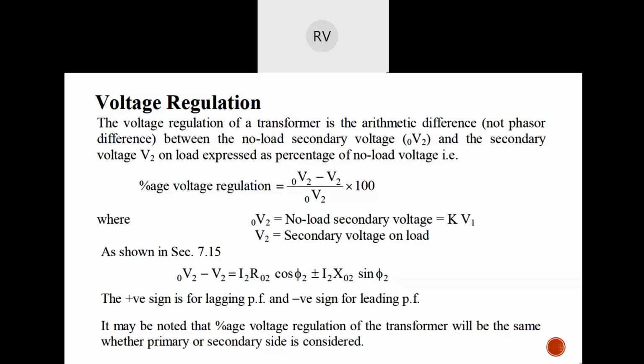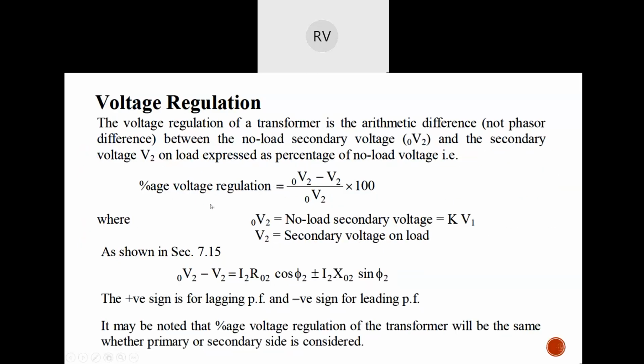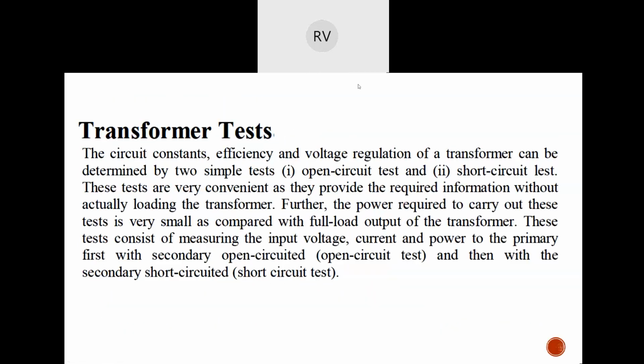We know that the difference between these two is nothing but I2 R02 cos phi 2 plus or minus I2 X02 sin phi 2. This is what we have seen earlier, right? Now it may be noted that percentage voltage regulation of a transformer will be the same whether the primary or secondary side is considered. Okay, let's stop here.